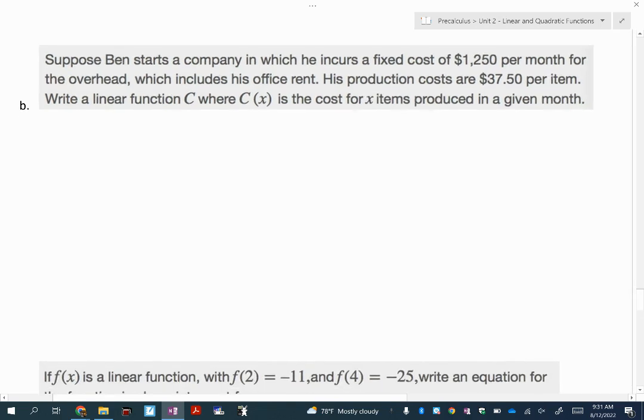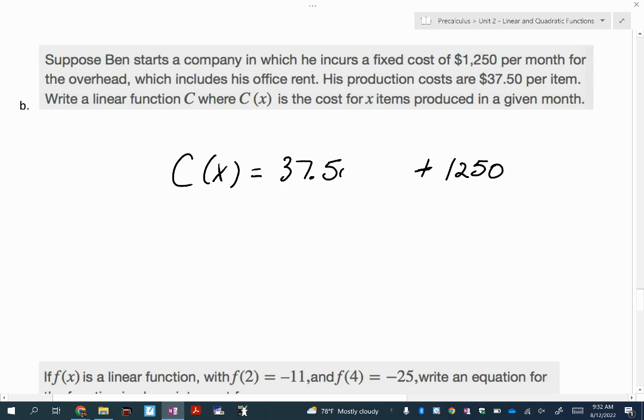So this says Ben starts a company in which he has a fixed cost of $12.50 per month for overhead. That includes his rent. His production costs are $37.50 per item. So write a function c of x, for the cost for him to produce x items in a given month. Well, we know the fixed cost, right? No matter how many items Ben actually produces, is $12.50 a month, right? But per item, which is our slope, is $37.50.